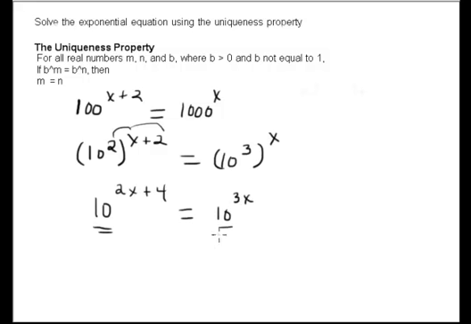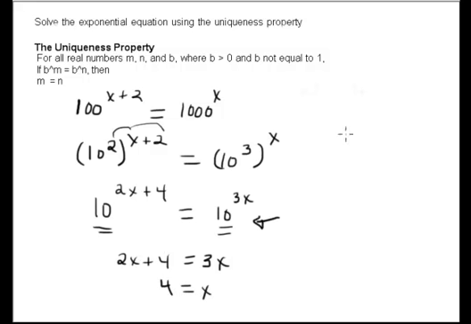Now my bases are the same. So according to the uniqueness property, my exponents are the same. So I can now set my exponents equal to each other and solve. I'm going to move my 2x to the right because that keeps everything positive, and I get 4 equals x.